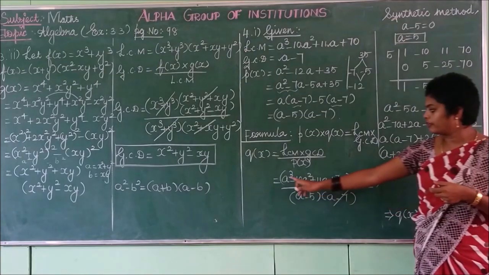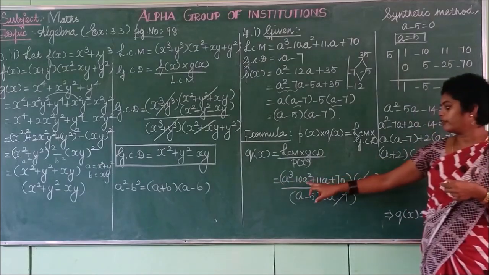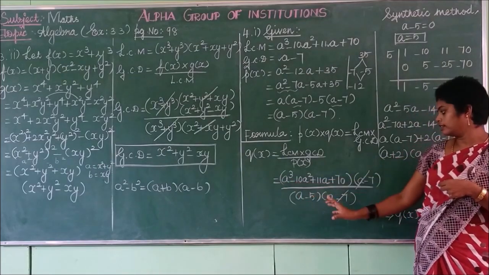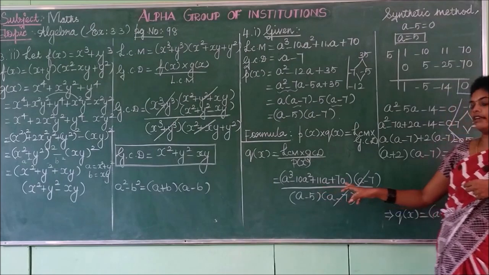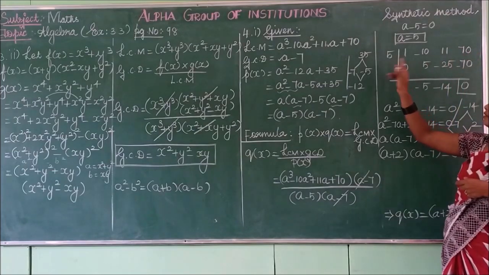So what is the first coefficient value? The first coefficient value is 1. Then the second coefficient value is minus 10, and then 11 and 70. You write only the coefficient values and then divide these values with a. What is the a value? 5. So you divide with 5.